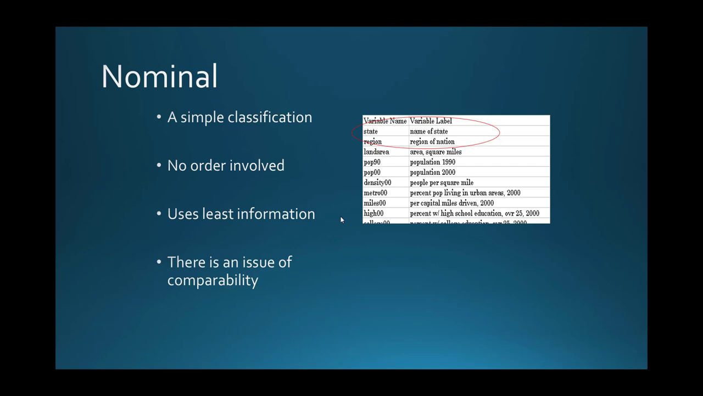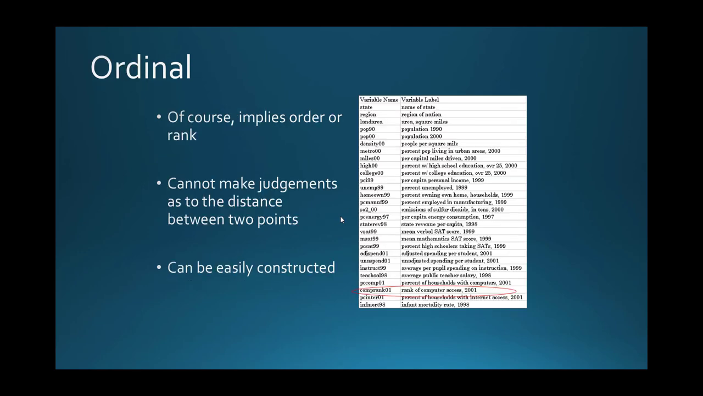Now you might have some values about which states are better than others, but just looking at the data, it's not clear comparability, it's not clear that one is more or less than another, it's just identifying them. Ordinal data is ranked data. This is telling you the ranking of whatever your units are from first to last.